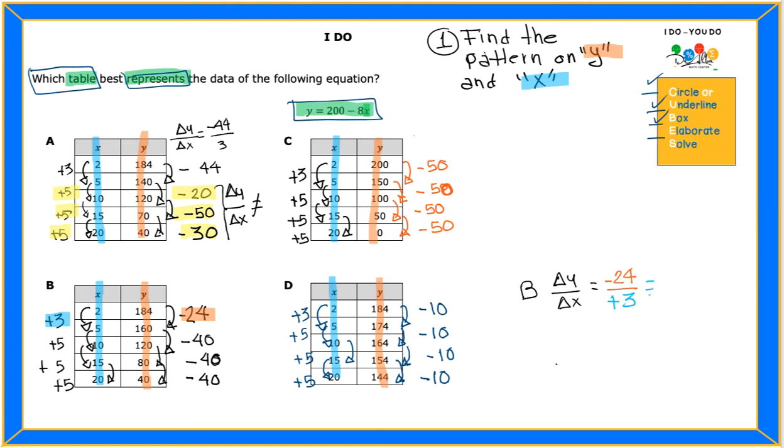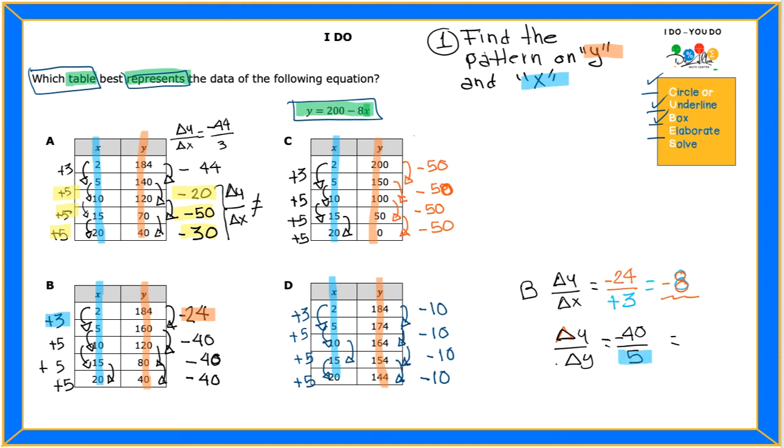And you guys can tell me, what is 24 divided by 3? It's 8. Awesome. And what's a negative divided by a positive? Correct, it is negative. So this will give me negative 8. Now what about for all the other values? What would be the delta y? Well, it is always negative 40. And what about the change on the x's for all the other values? It is a positive 5.